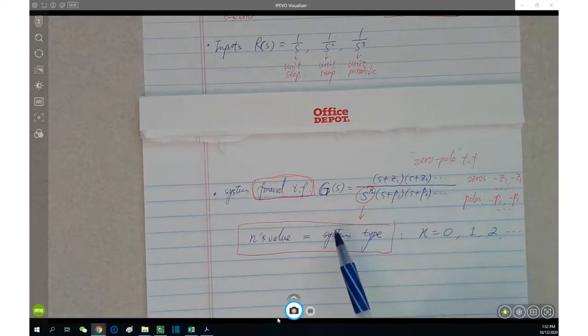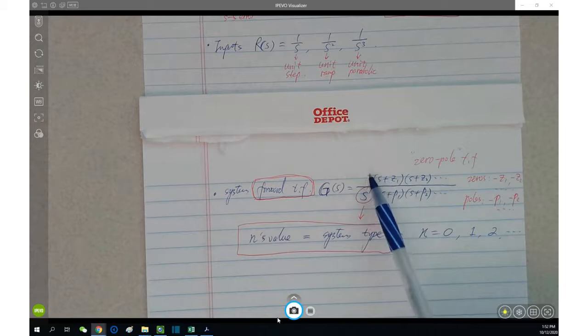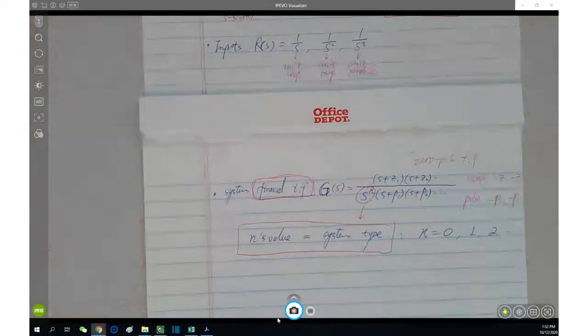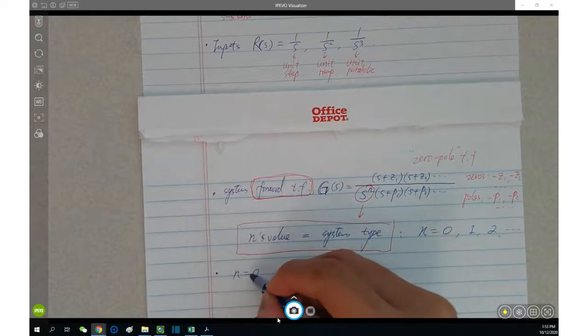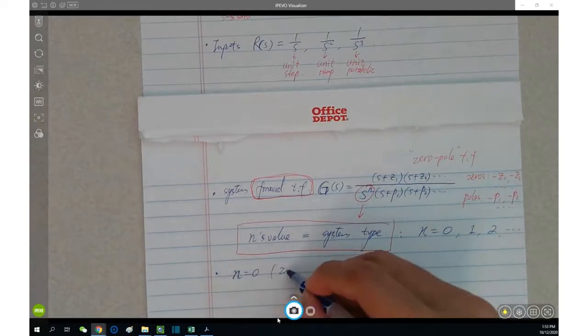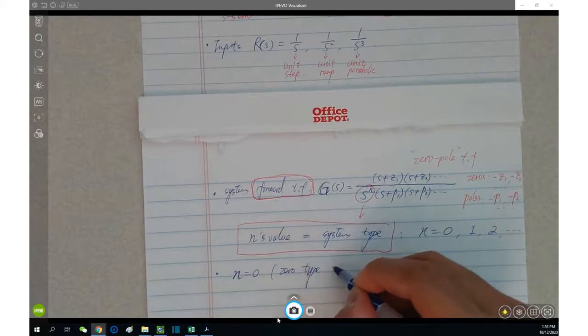So here, remember the n's value: n is the order of the s term in the denominator. It has to be the denominator. If it is in the numerator, then that's not the system type. That's not the correct concept. It must be in the denominator. That is the system type. So let's take a look at these system types and see what we can see. When n equals 0, we say it's a type 0 system.